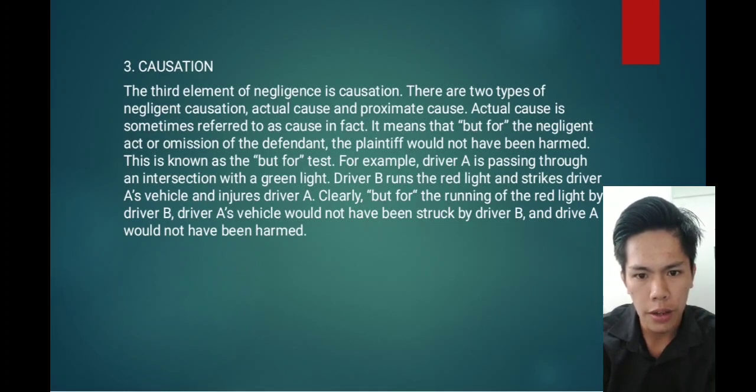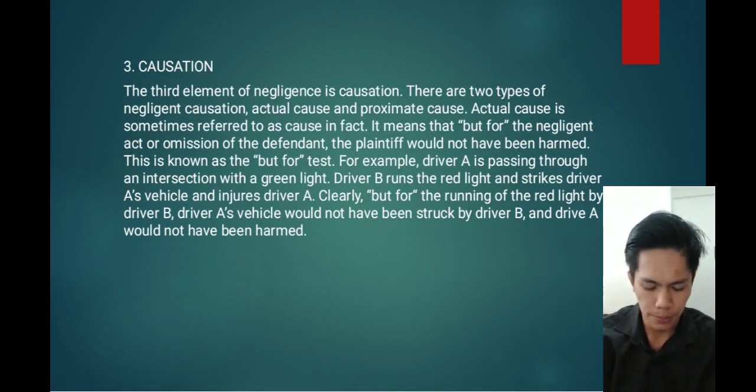For example, driver A is passing through an intersection on a green light. Driver B runs the red light and strikes driver A from behind, injuring driver A. Clearly, but for the running of the red light by driver B, driver A would not have been struck by driver B and would not have been harmed.